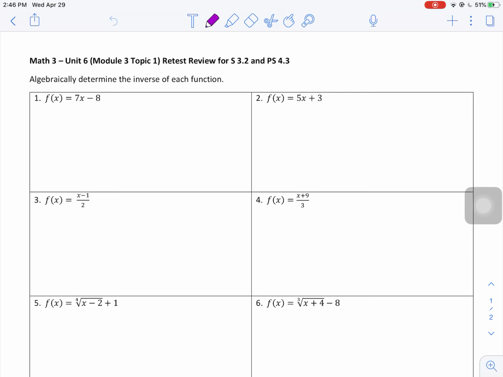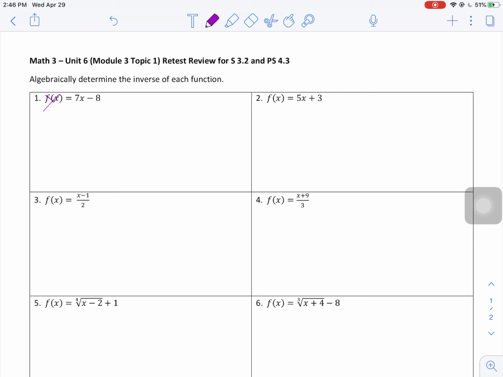What I'm going to do with this worksheet is I'm going to do all of the odd problems, and then you'll be in charge of doing the even problems and then turning those in, and then I can grade them and make sure you're ready before you try the retest. So the key thing to remember with these problems is that f of x is the same thing as y. So kind of as a step 0, you're going to put a y instead of f of x.